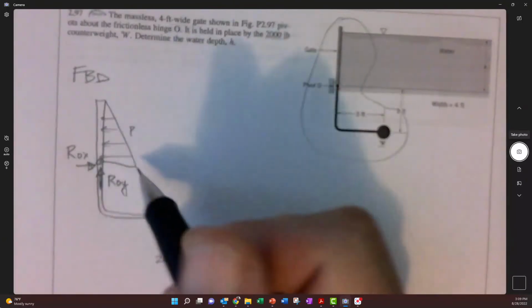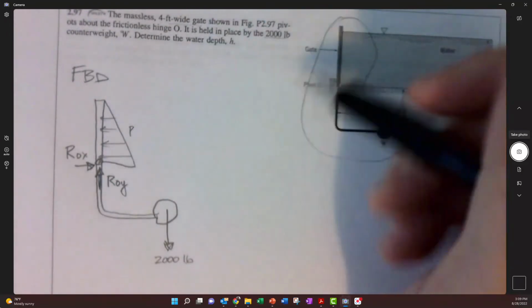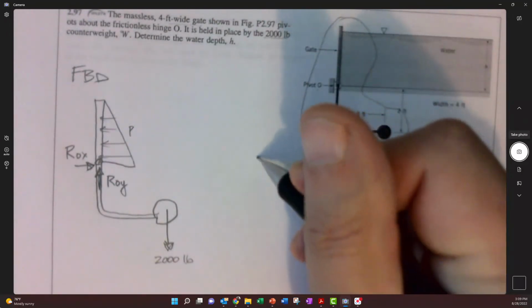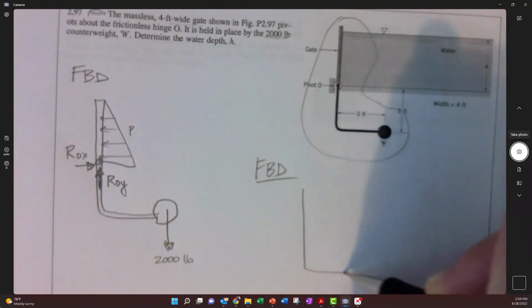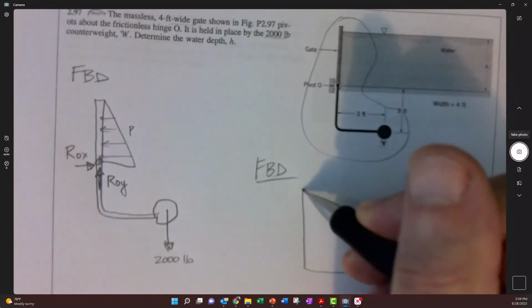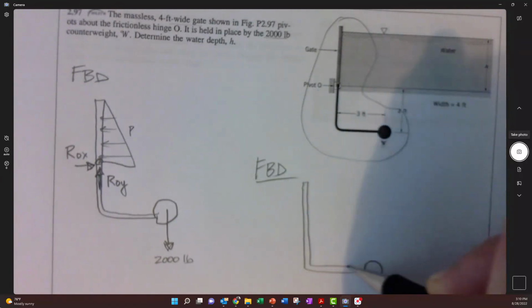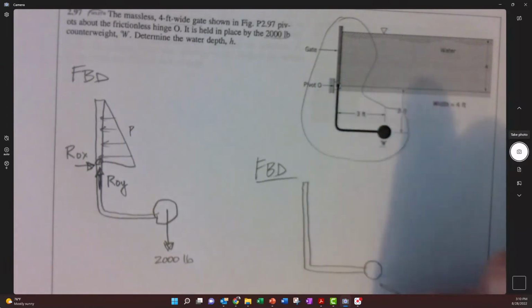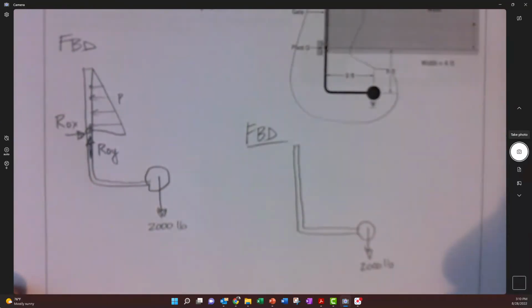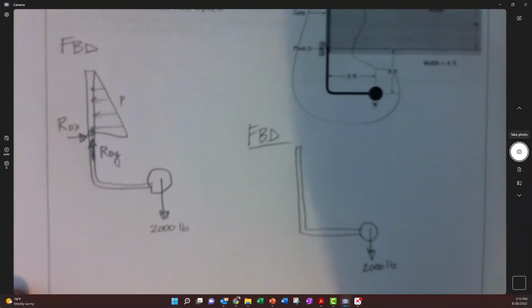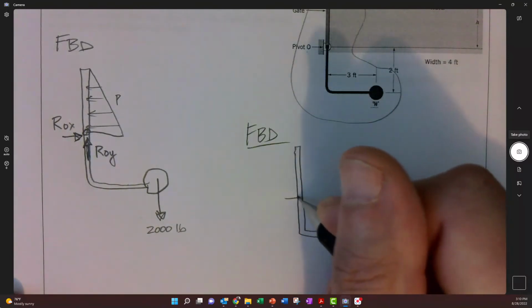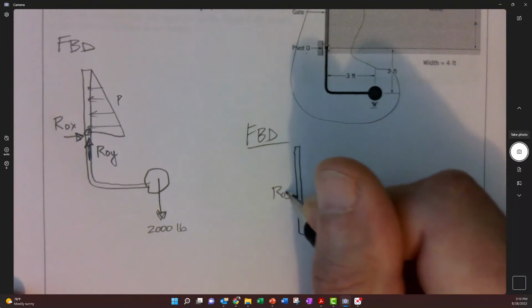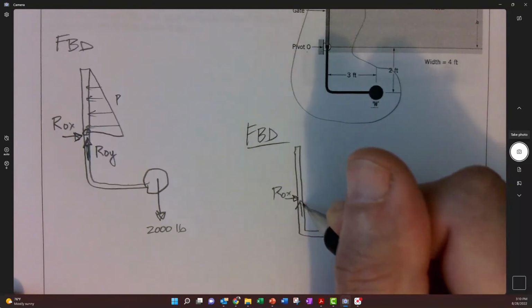Now what we really want to do is find an equivalent FBD, with equivalent loads coming into this. So maybe I'll move the FBD down a little bit. We'll put all these same things back in there, with our 2,000 pounds. Here is my R_Ox, and then here is R_Oy.